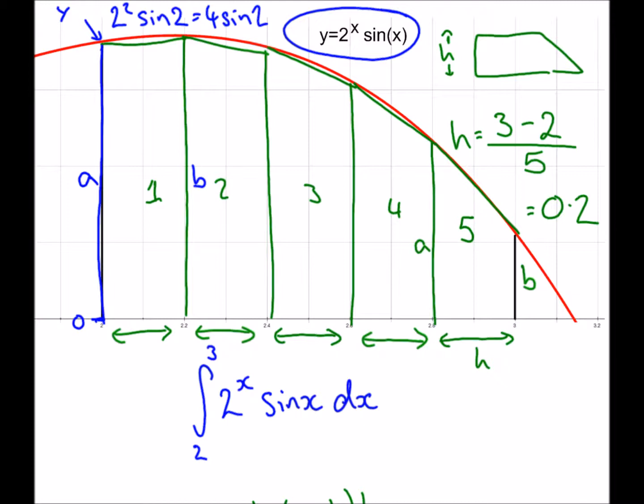For my b value, we're going to do the same thing. I want to know the length of this line, and because I'm going from 0 all the way up to this y number, it's going to be the same as the y value of my graph at 2.2. I'm going to do 2 to the power 2.2 times sine 2.2, and I'm going to do that on my calculator. So I now know that my a value is going to be 3.63719, and my b value is going to be 3.71487. I've done it to quite a few decimal places because I don't want to lose any accuracy.